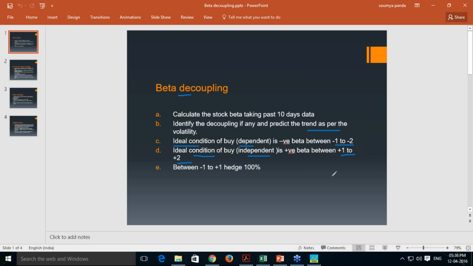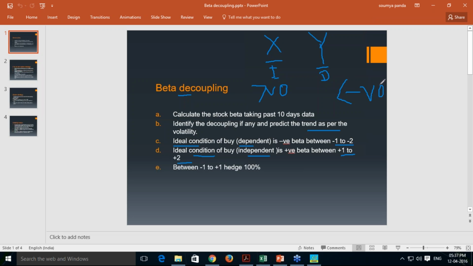Here I am using two terms, independent and dependent. These are the two stock counters you will be considering for your beta decoupling trade. One is known as independent and the second as dependent. Which one will be independent and which dependent is determined by volatility. The instrument with the higher volatility will be X, the independent variable. The instrument with the lower volatility will be dependent.